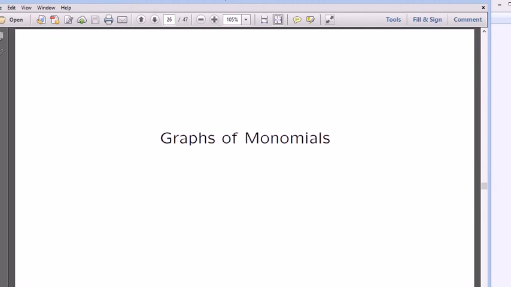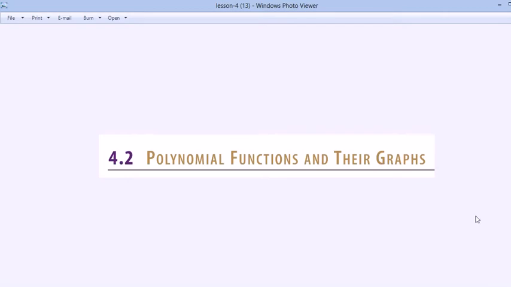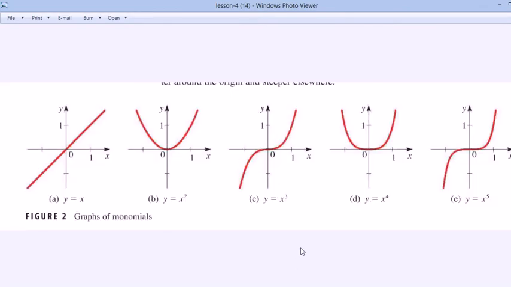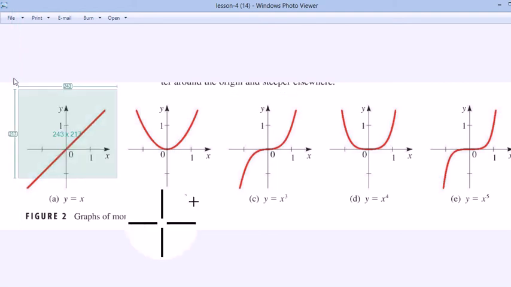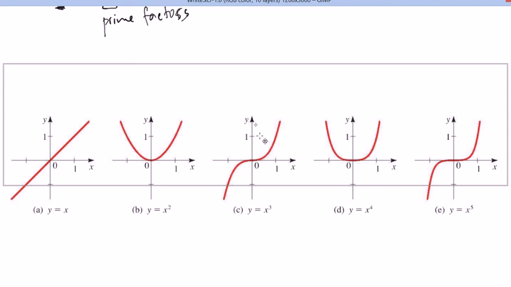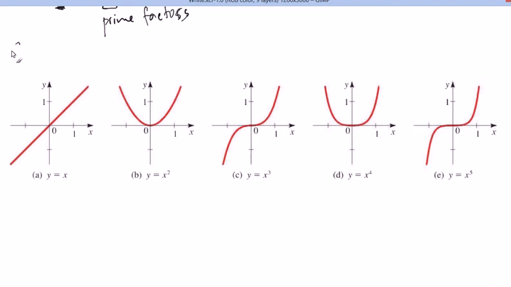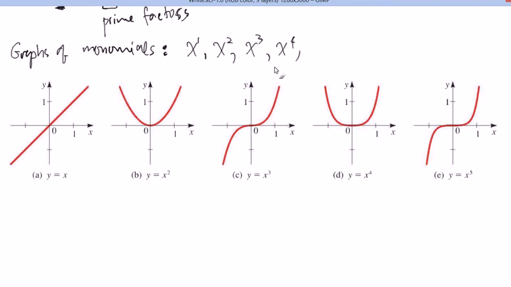So here's a graph of monomials. They look like this, and I'm going to copy that. So this part is the graphs of monomials. A monomial is in this shape: x to the first, x to the second, x to the third, x to the fourth. It's all commas, not plus, so it has only one term, right? That's called a monomial. The simplest one is y equals x.